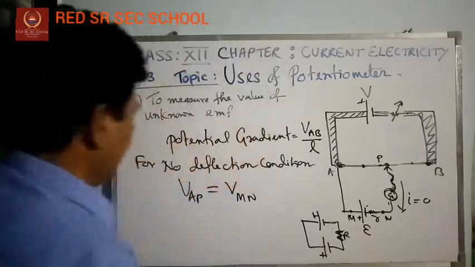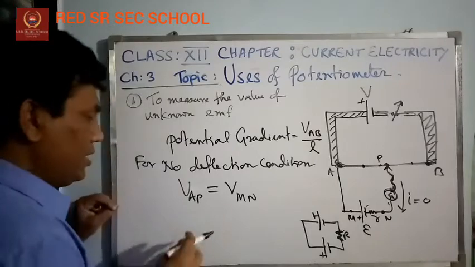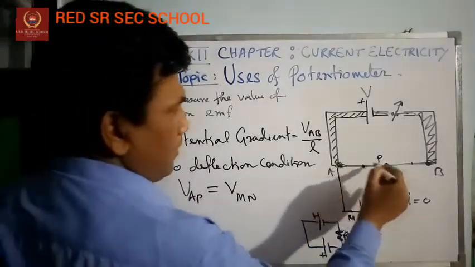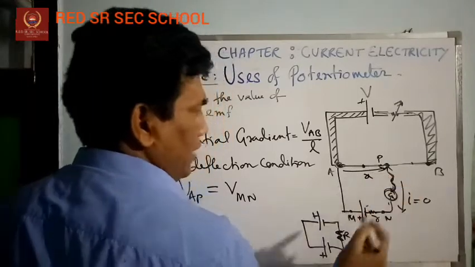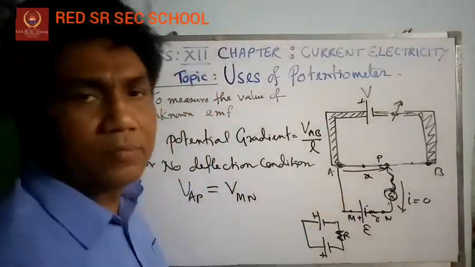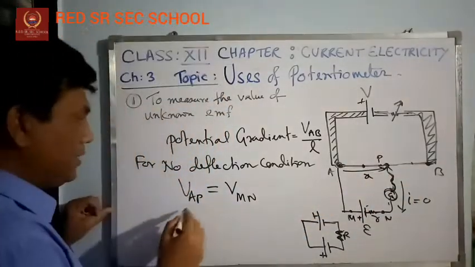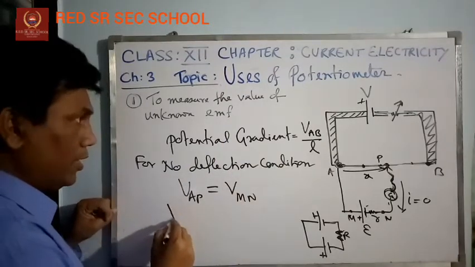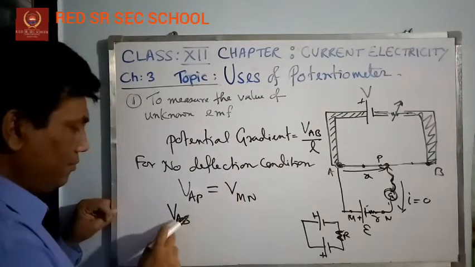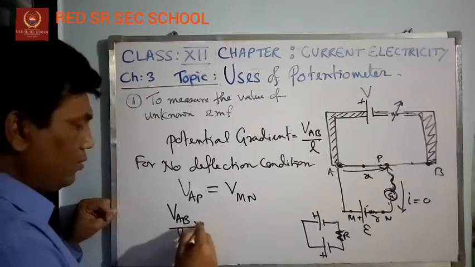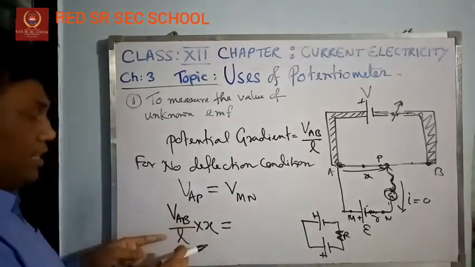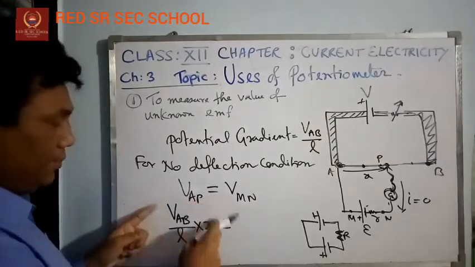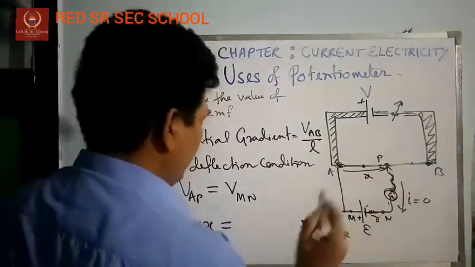Now you see what is V_AP: the potential difference between A and P. This length is X, which means the null point is at a distance X from the left end. What is V_AP? It is nothing but the potential gradient, V_AB by L, into X. Potential gradient into length is the potential difference between A and P.